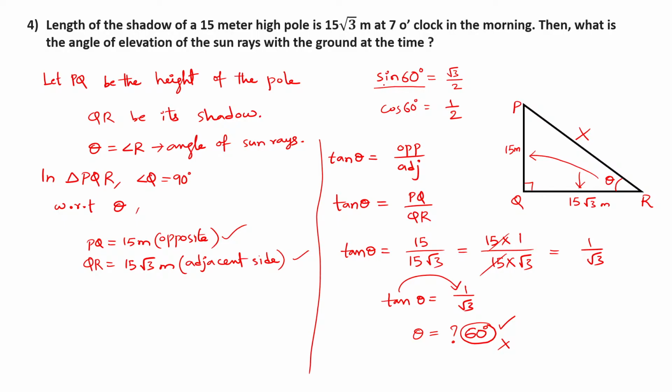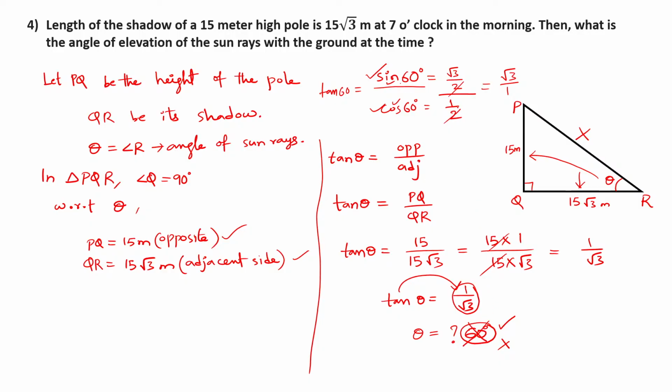So tan ratio is nothing but sine by cos. So tan theta can be written as sine theta by cos theta. Sine theta you remember, cos theta you remember. So same, root 3 by 2 by 1 by 2. So the 2 gets cancelled. You will be left with root 3 by 1. But here we have 1 by root 3. So our assumption of 60 degrees is wrong.